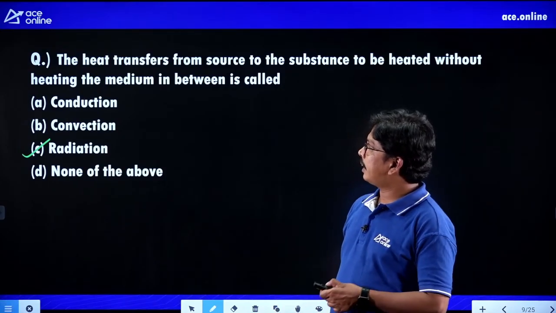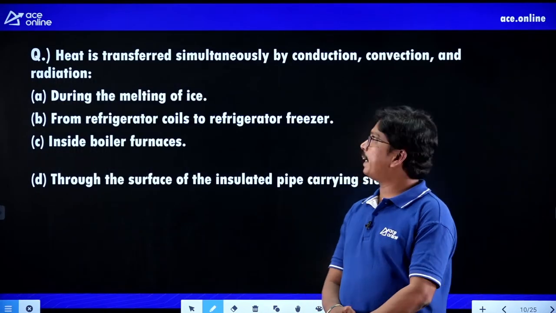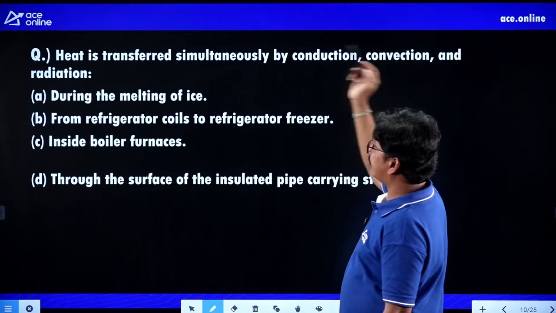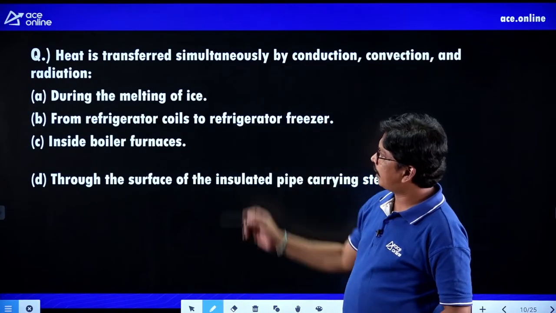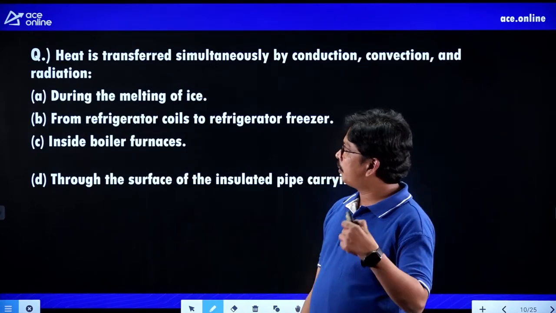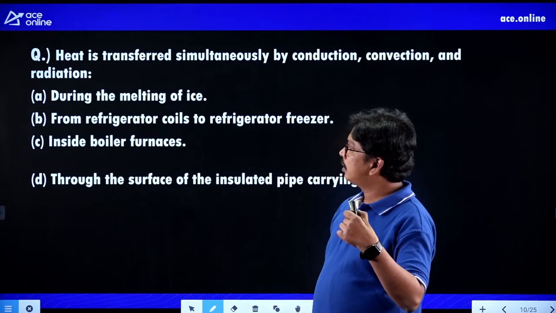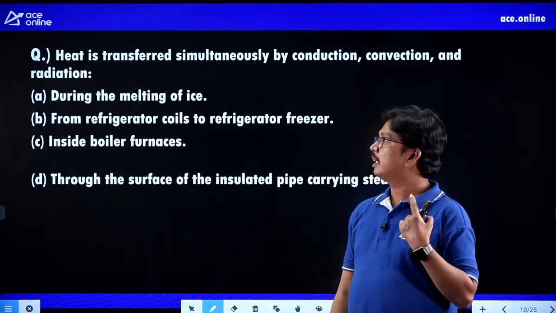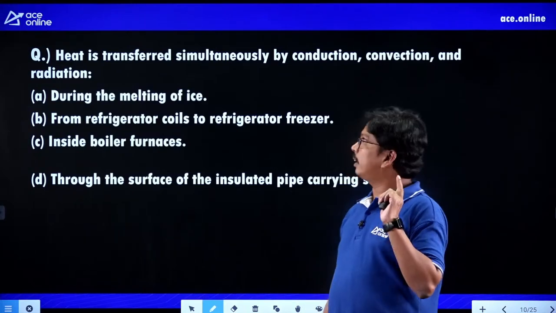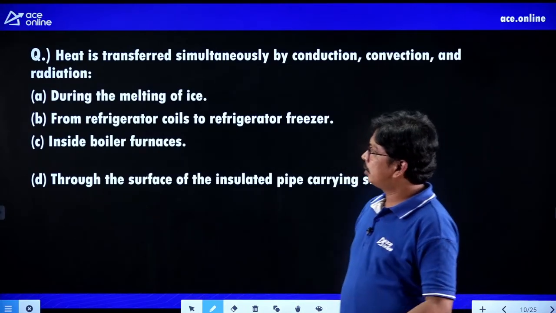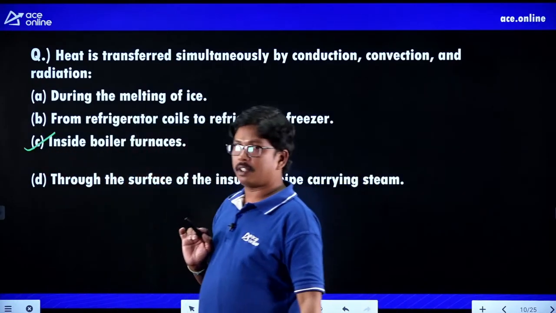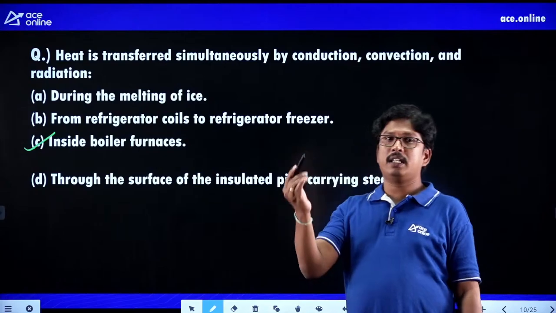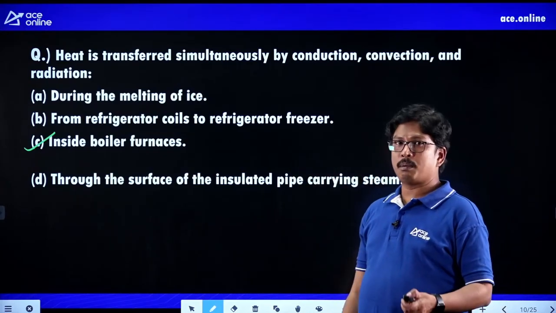And the next question: heat is transferred simultaneously by conduction, convection and radiation. So first will be conduction, then convection, and then radiation. In which does it happen? During the melting of ice, or from refrigerator coils to the refrigerator freezer, or inside boiler furnaces, or through the surface of the insulated pipe carrying steam. So it is inside the boiler furnaces that heat is transferred by the sequence of conduction, convection and radiation. Clear, students? So try to remember all these things.